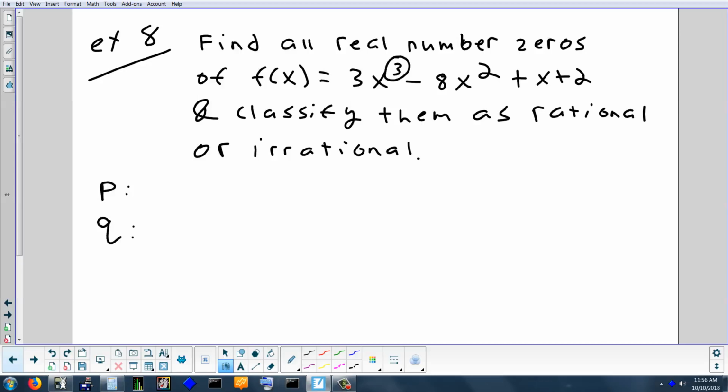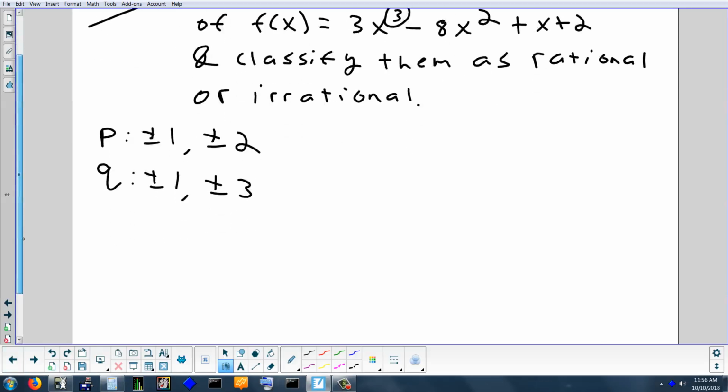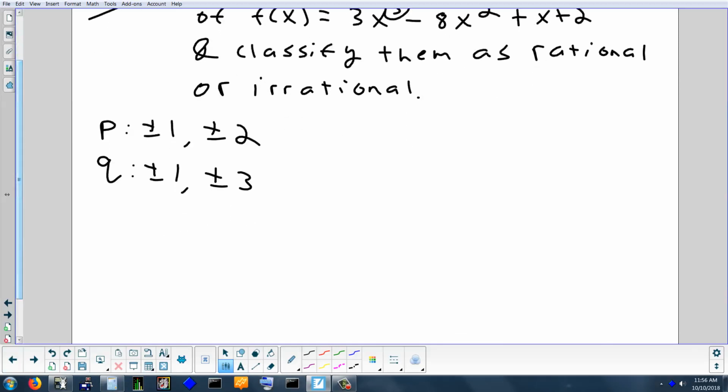Plus or minus 1, plus or minus 2. How about Q? Plus or minus 1, plus or minus 3. So when I graph this, I'm looking for rational roots. Can someone give me what those could be? There's 8 of them.